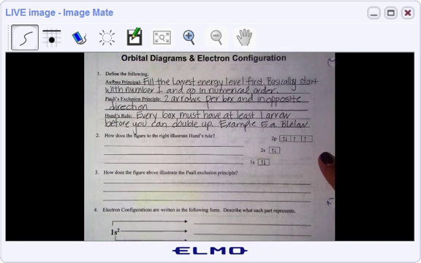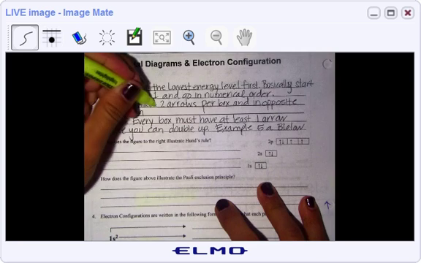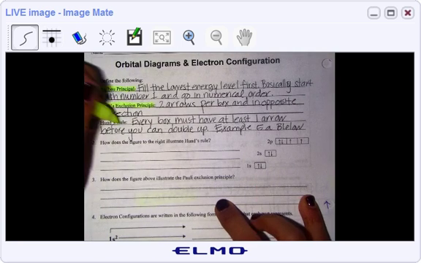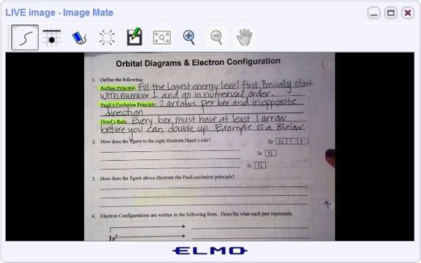Before we can learn how to draw orbital diagrams, there are a couple of rules. As you can see here, they're called the Aufbau principle, Pauli exclusion principle, and Hund's rule. For the Aufbau principle, it states you have to fill the lowest energy level first, and all that's stating is you pretty much have to start at number 1, and you go in numerical order.